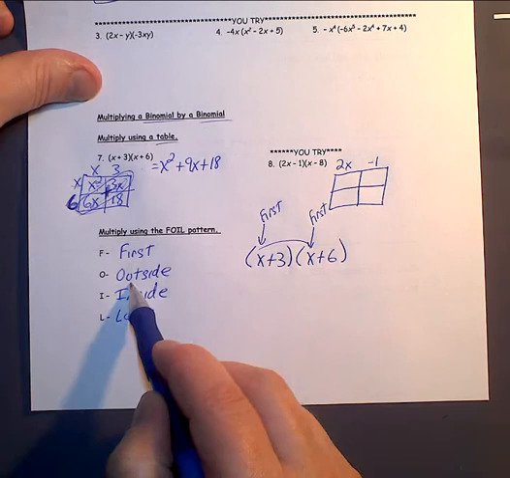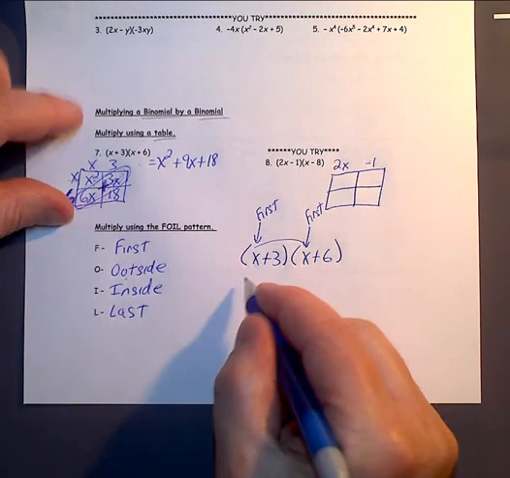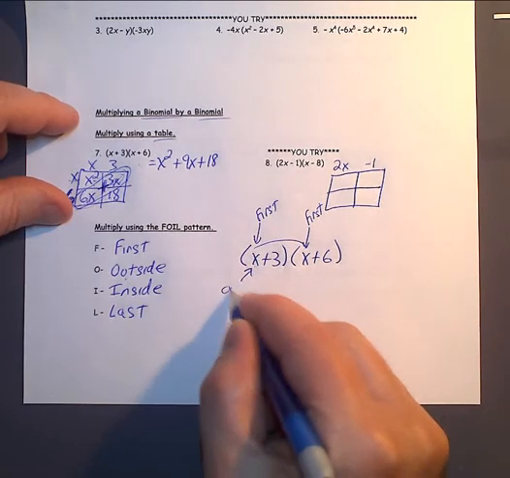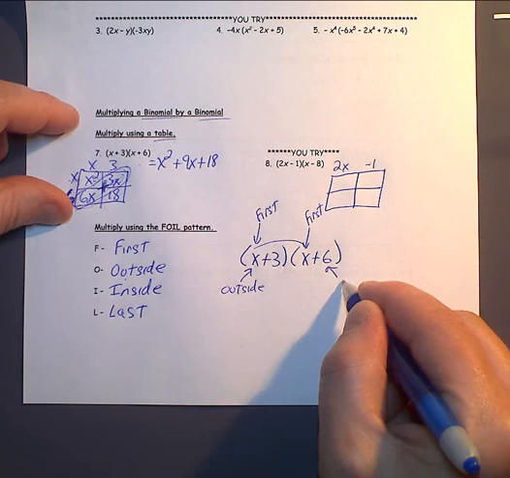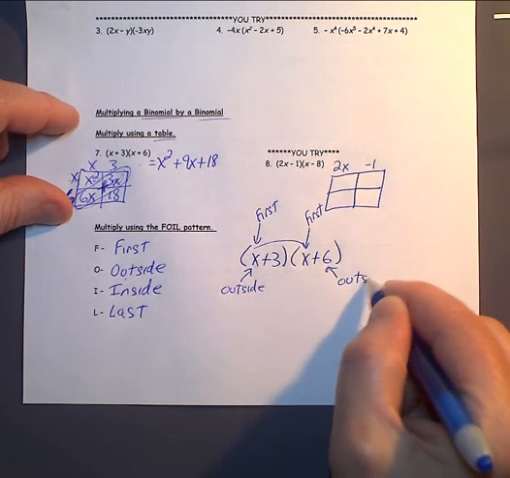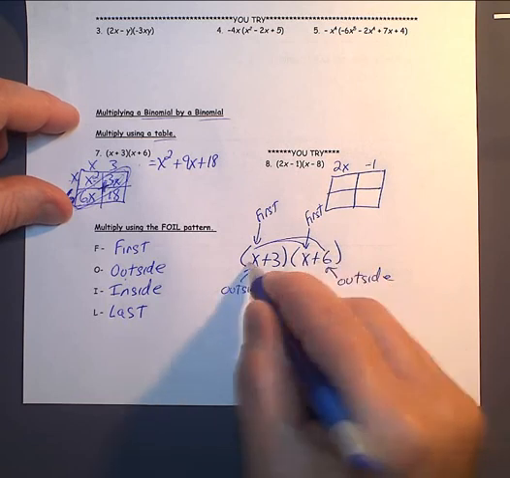Outside terms. Well, this is the first term, but it's also the outside term. So this can also be considered outside. And this one is outside. So I'm going to multiply those. The first term and then the outside terms.